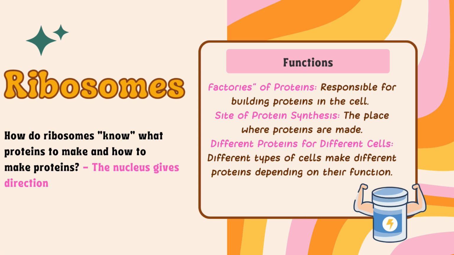So ribosomes are the factories of protein, and they're responsible for building proteins. They make different proteins for different cells, and you may be asking, how do the ribosomes know when or how to make proteins? The nucleus gives them all that information.